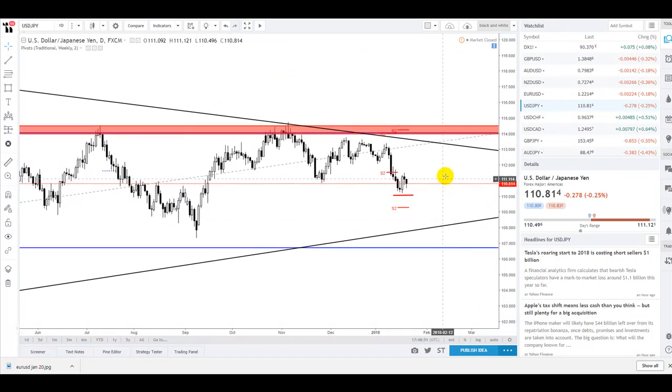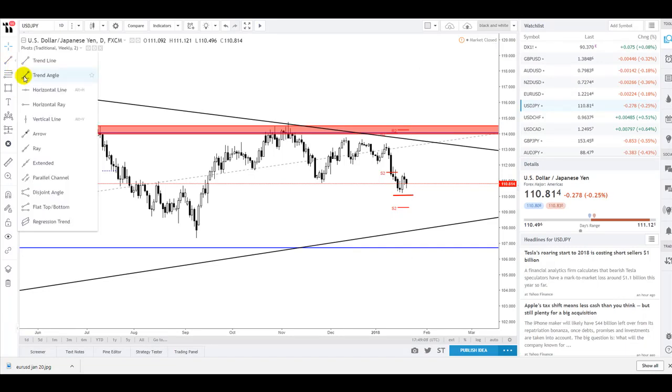Okay, so first thing in terms of structure and big numbers, well, we've got the 111 here that we saw the market dance around, which essentially is coming off a fib number as well. So we've got 111. I'm just going to put this in.